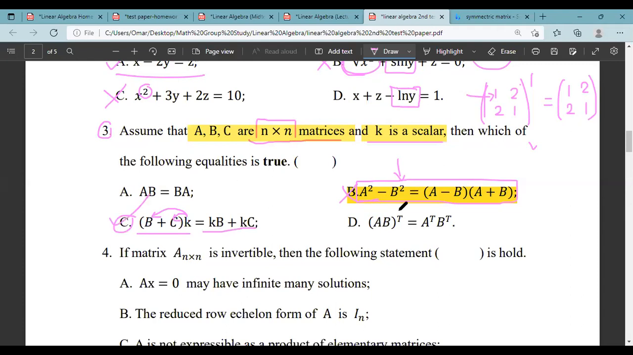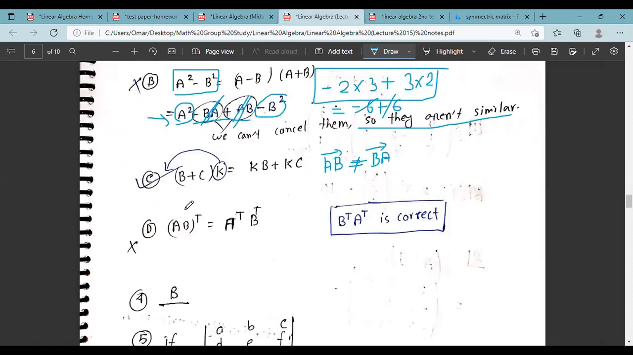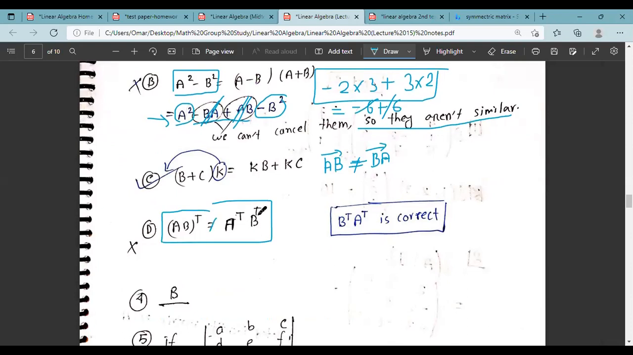And for D, we have a multiply b transpose. So a multiply b transpose is not equal to their separate transpose. Okay, so this goes against the formula. I have written here that ab transpose is not equal to a transpose into b transpose. If it was b transpose into a transpose, that was correct. But from the formula, we can say that this is not correct.